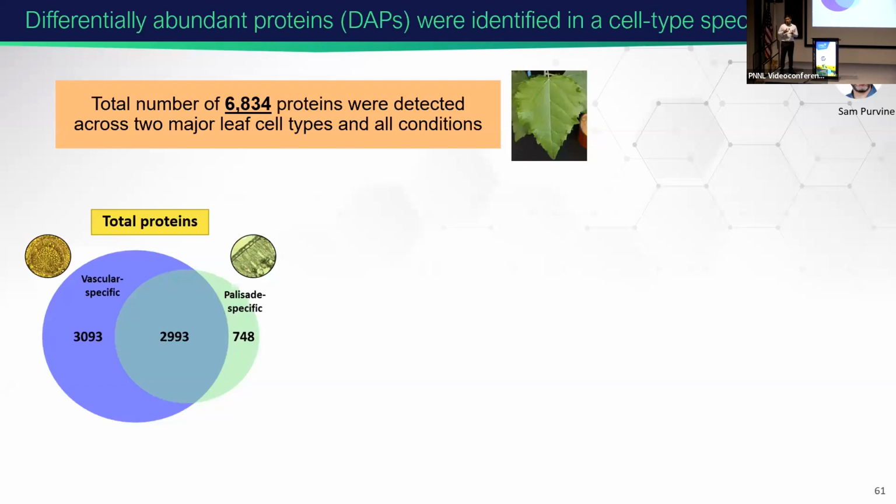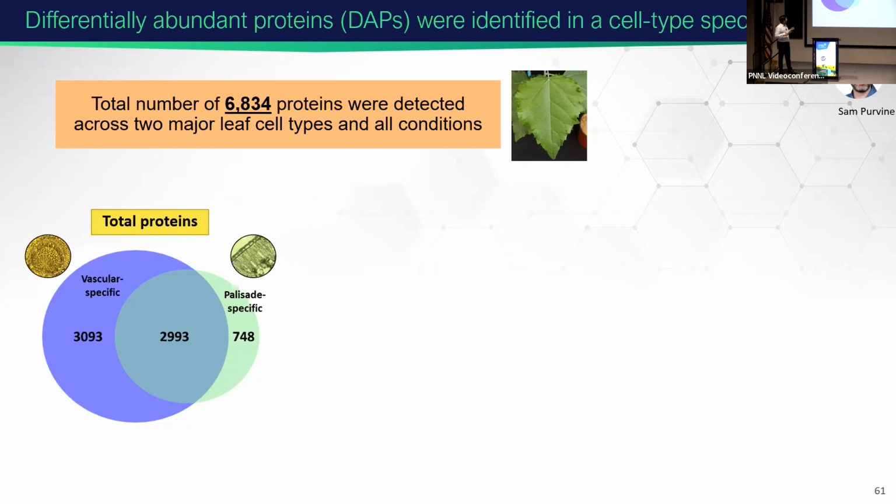So we had drought, salt, heat, and combination stress treated samples. Altogether, irrespective of stress condition and cell type, we found about 6,800 proteins from poplar leaf cell types. These proteins were identified based on multiple peptides per protein. Do we have enough replicates, like a presence of a protein in enough biological replicates? And did the proteins cross the limit of detection?